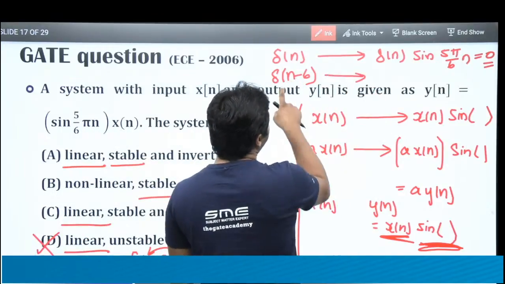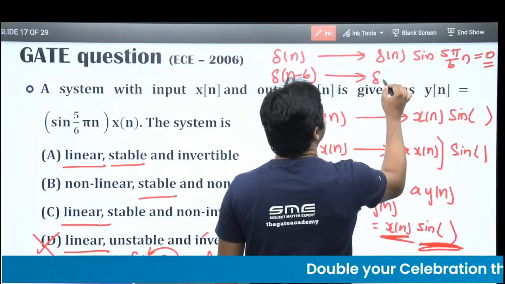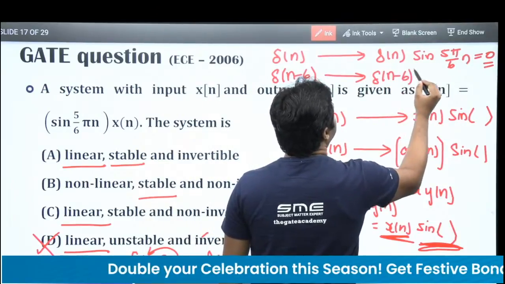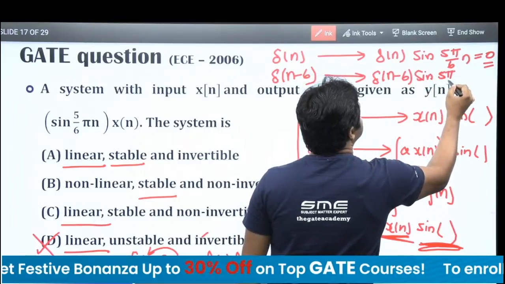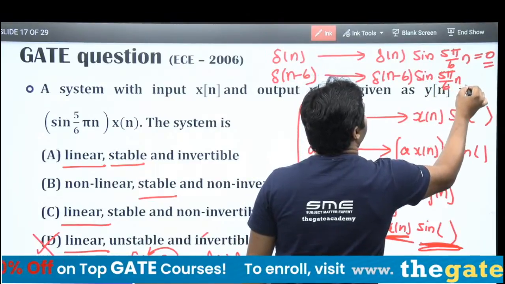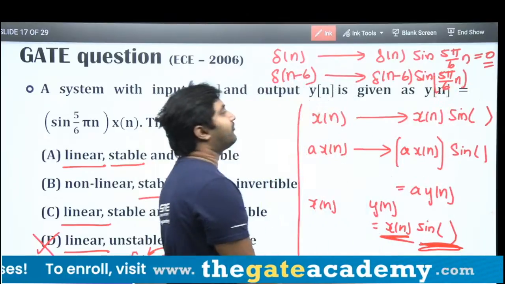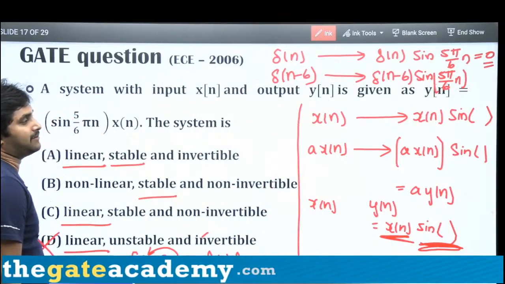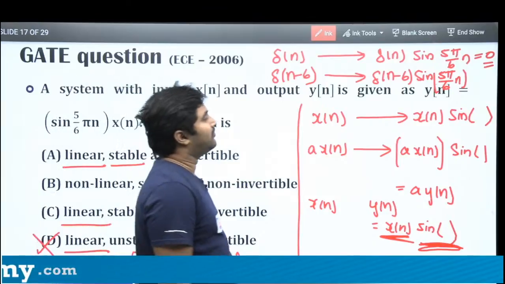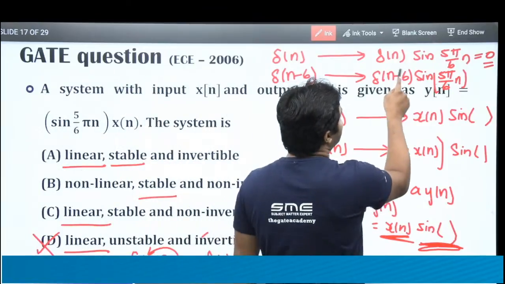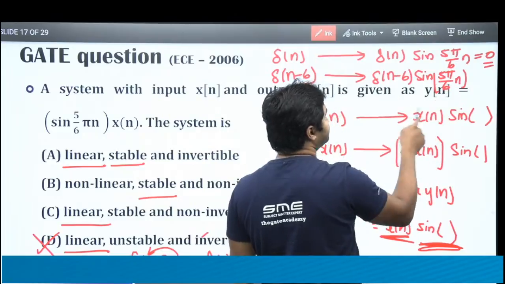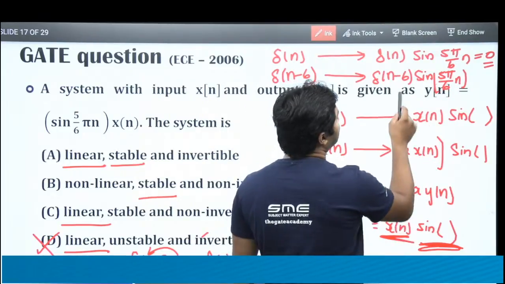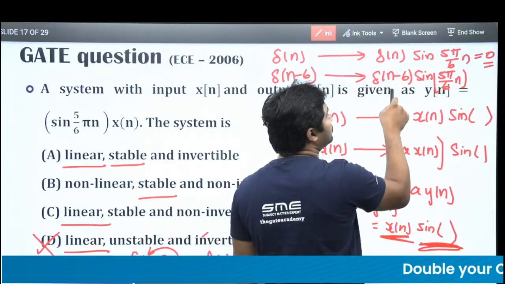The output will be delta of n minus 6, whatever input you are having, multiplied by sine of 5 pi by 6 multiplied by n. Now, where is the input? Where is the impulse? The impulse is present at n equal to 6. If I substitute n equal to 6 here, the impulse is present at n equal to 6.